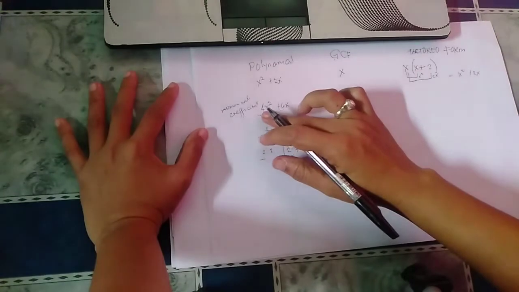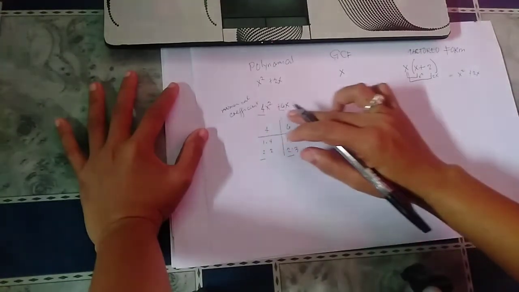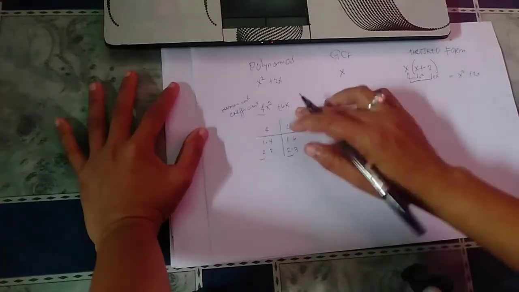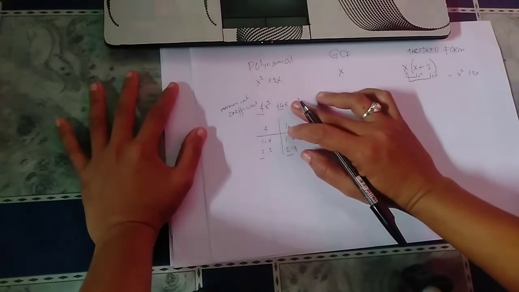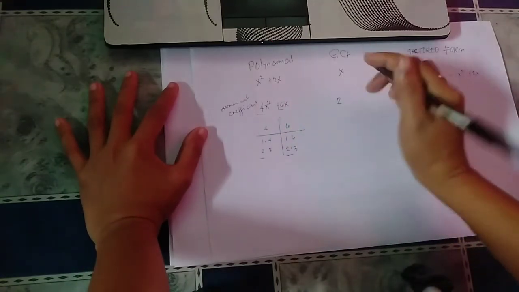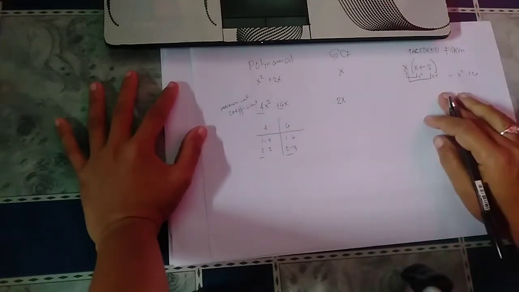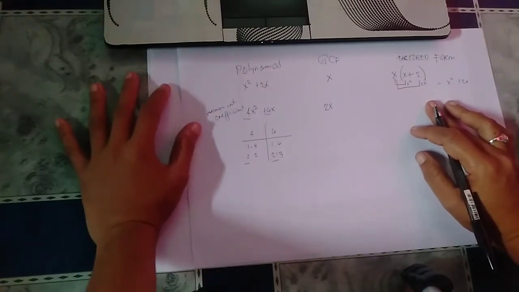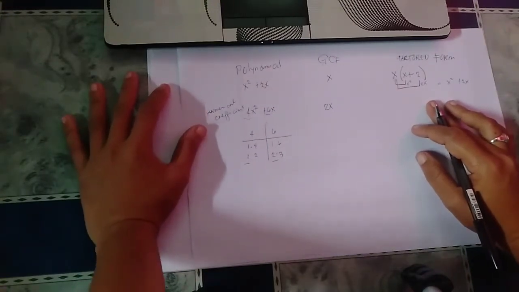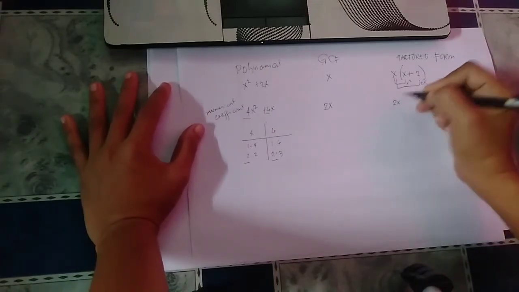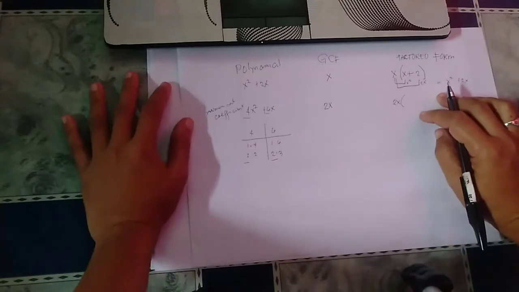And since, as you have seen here, there is a variable, the first term we have x squared and the second term we have x. What is the common factor of x squared and x? It is x. So we come up with the greatest common factor of 4x squared plus 6x, which is 2x. So we are going to factor now. We have to write the GCF outside the parentheses.